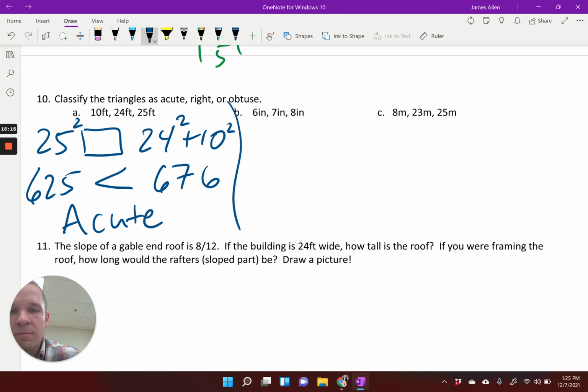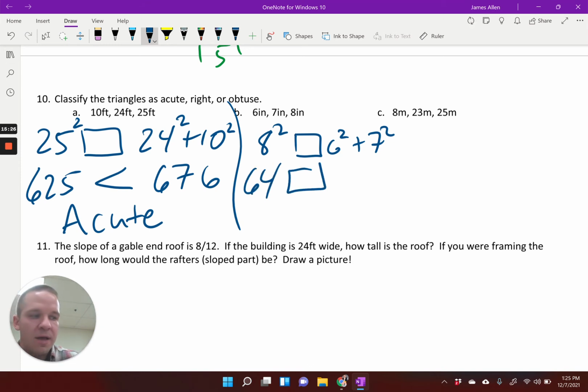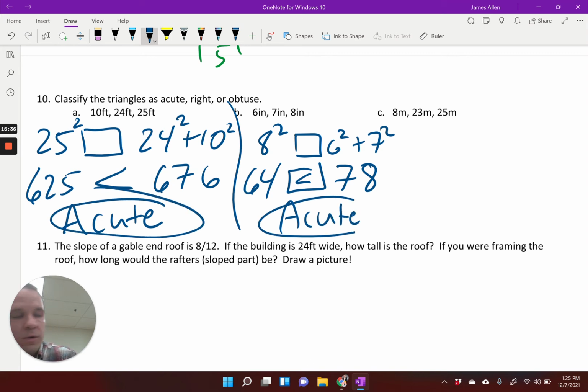Next one. Again, the larger side is c, so that's my c squared. And I have 6 squared plus 7 squared. If you did 7 squared plus 6 squared, that's okay too. So I'm going to have 64 on this side. And then I have 78 over here when I plug that in. Or if I did 36 plus 49. Once again, this is less than, so it is an acute triangle. Woo! We are cruising.